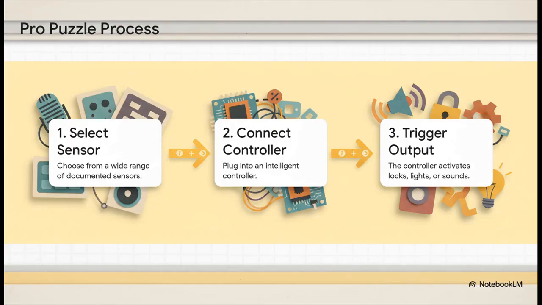The other huge win for pro systems is how they simplify the building process. It's all modular, it's plug and play. You just pick a sensor from this huge library of documented options, you plug it into an intelligent controller, and then that controller triggers whatever you want. Locks, lights, sounds, you name it. There's no coding, no soldering. You just get to focus on the fun part, creating.